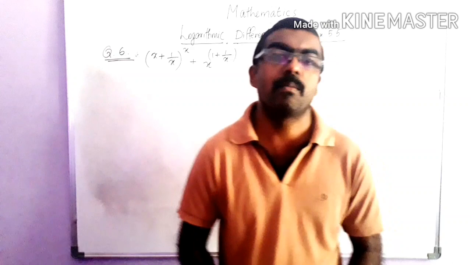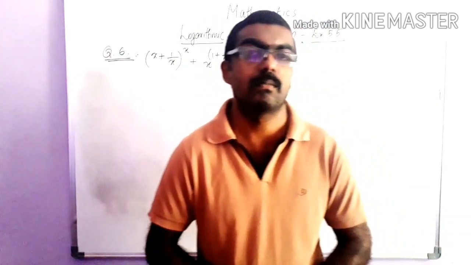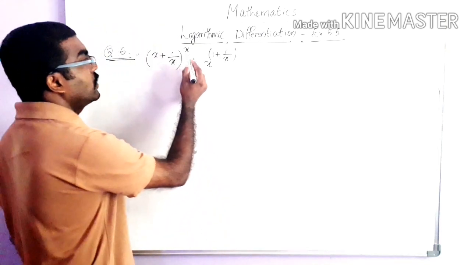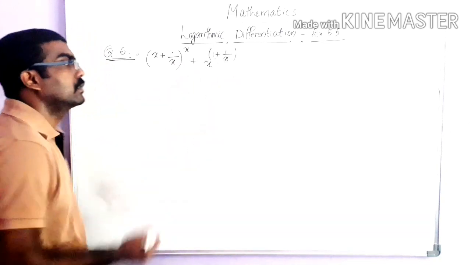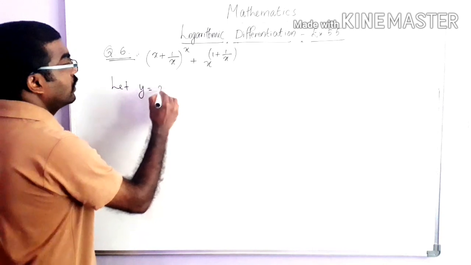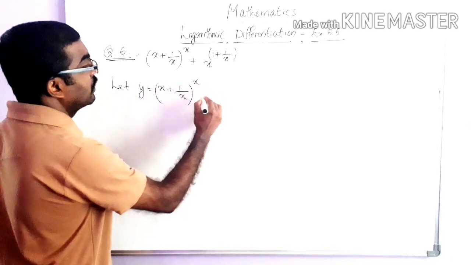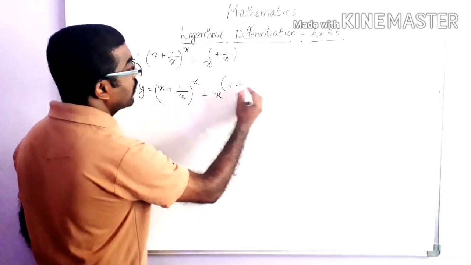Today we move on to the remaining part of exercise 5.5. Let me start with question number 6. Here the question is (x + 1/x)^x + x^(1 + 1/x). So let y = (x + 1/x)^x + x^(1 + 1/x).